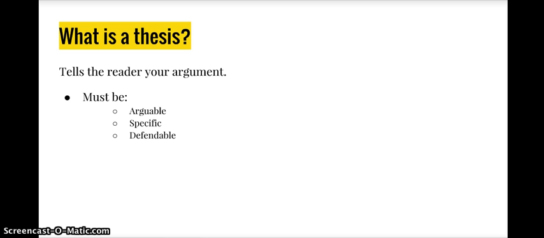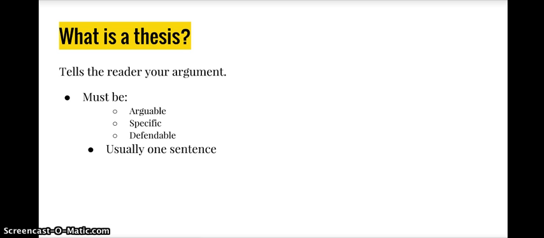The third quality is that a thesis statement has to be defendable. That means you're able to find evidence, whether it's facts, statistics, quotations, any kind of evidence you can find to back it up. You can defend your argument. It's not something completely out of left field.